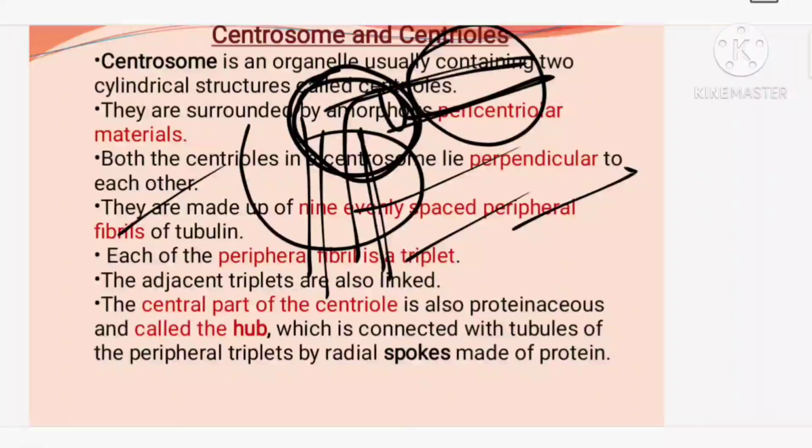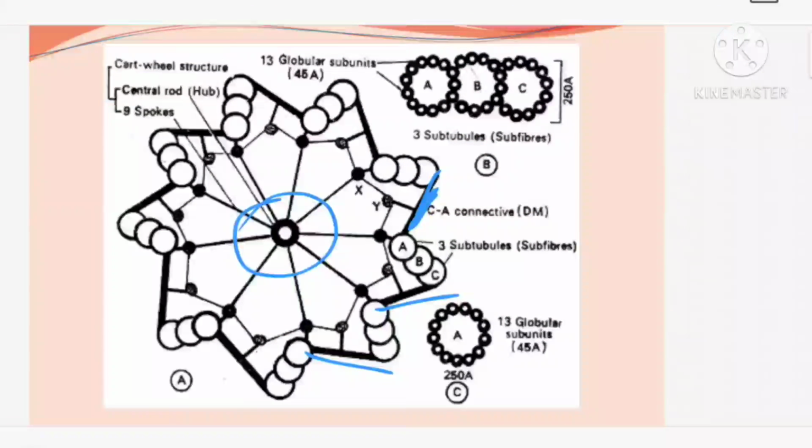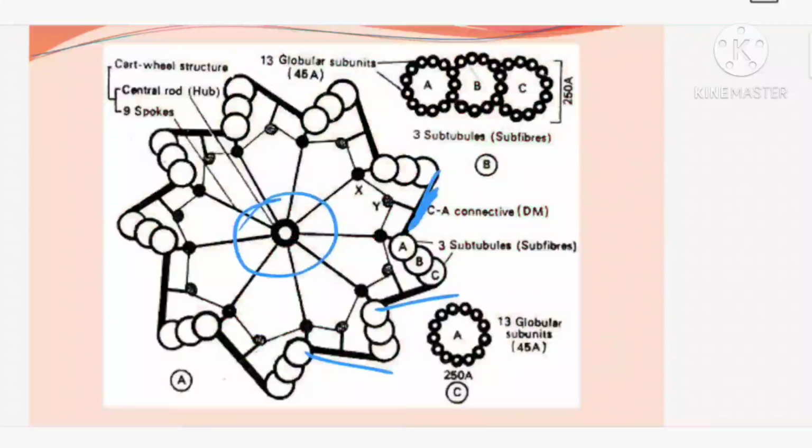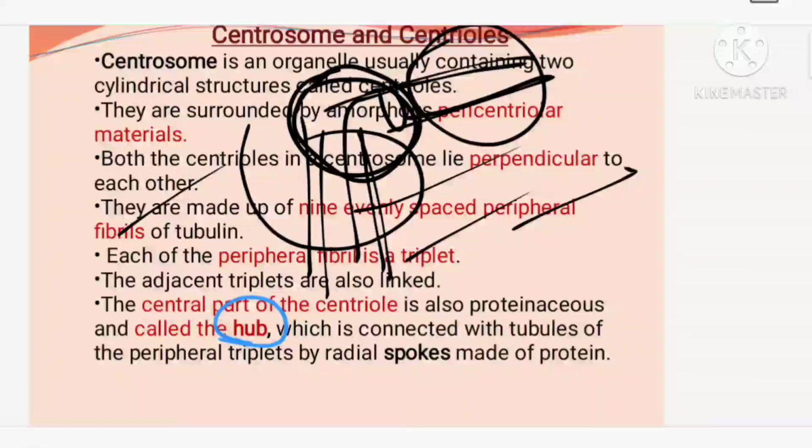And the central part of the centriole is proteinaceous. We call it the hub, HUB, which is connected with the tubules. So they are all connected with the tubules with the help of radial spokes. This one we call the radial spoke. How many are there? 9 are there. Automatically 9 peripheral fibrils are present, so the radial spokes will also be 9 in nature. All these substances are made up of different types of proteins.